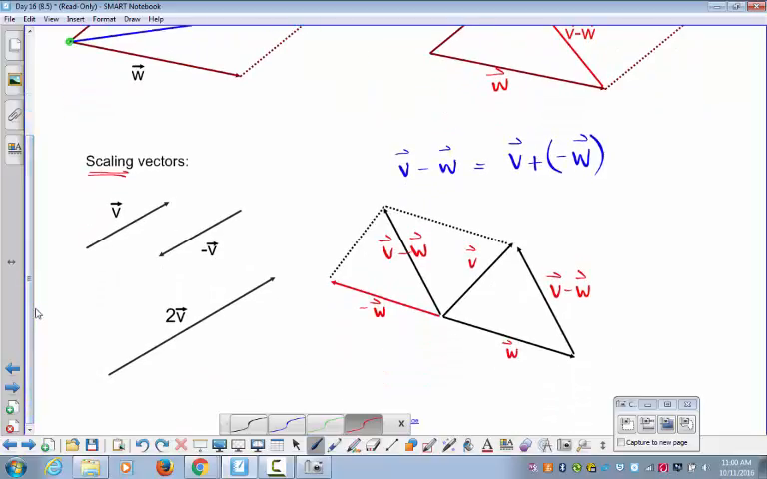Any questions before we take a break? After the break, we'll add and subtract vectors algebraically. You'll find it pretty simple, I think. So if there's no questions, let's take 10.